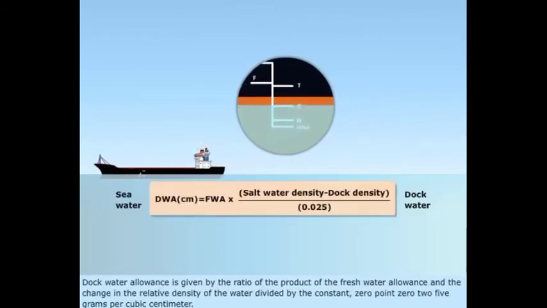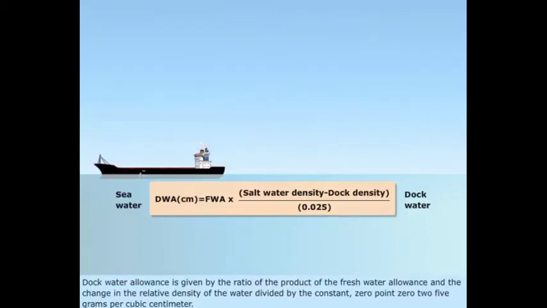Dock water allowance is given by the ratio of the product of the freshwater allowance and the change in the relative density of water, divided by the constant 0.025 grams per cubic centimeter.